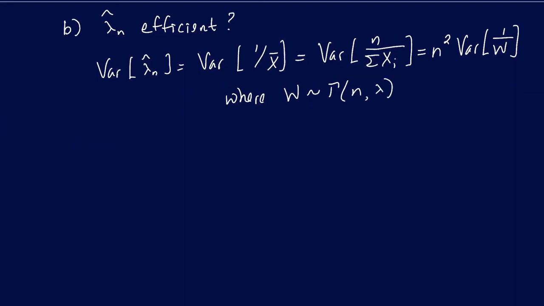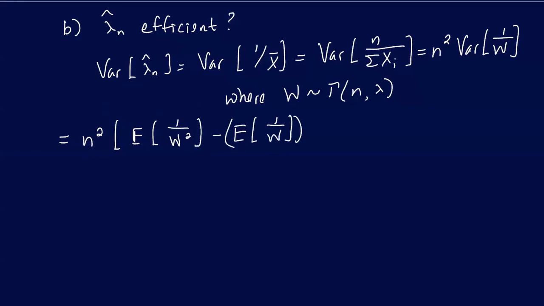So continuing this line above, we have n squared, and then we have the expected value of 1 over W squared, minus the expected value of 1 over W, all squared. And so we need to find these two pieces. And for this problem to make sense, we do need n to be greater than or equal to 3, even though it doesn't say that, because the integrals are going to blow up otherwise.